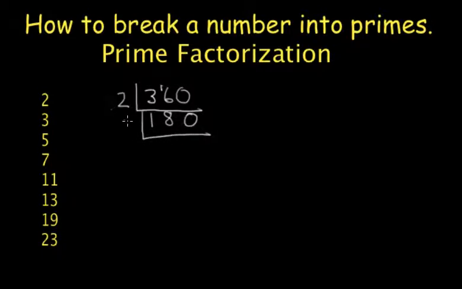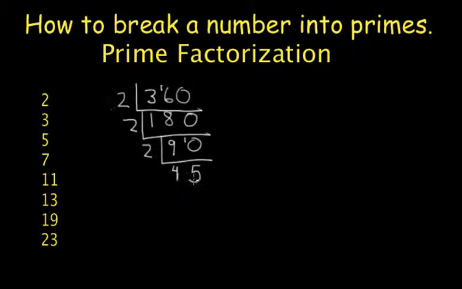That's even, so it's divisible by 2 again. 2 goes into 18 9 times exactly, bring down the 0. This is even again, so another 2. 2 goes into 9 4 times with 1 left over. 2 goes into 10 5 times.